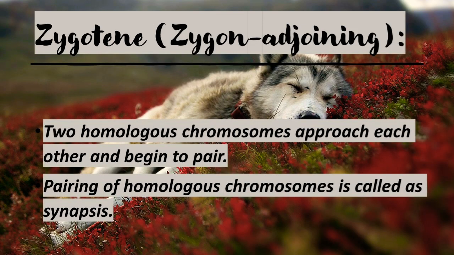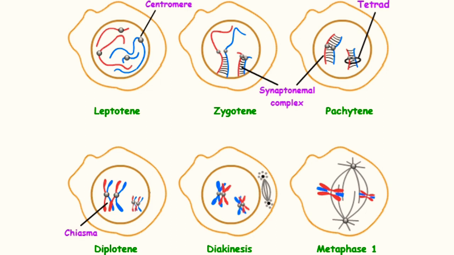Then zygotene. Zygon means adjoining. 2 homologous chromosomes approach each other and begin to pair. Pairing of homologous chromosomes is called synapsis. So what do you mean by synapsis? Pairing of homologous chromosomes is called synapsis.